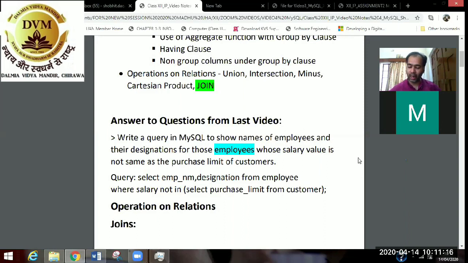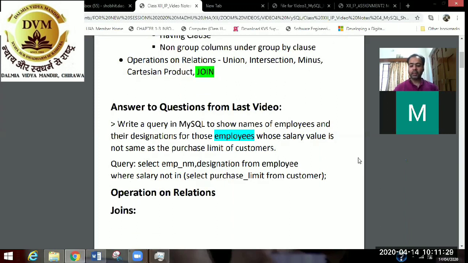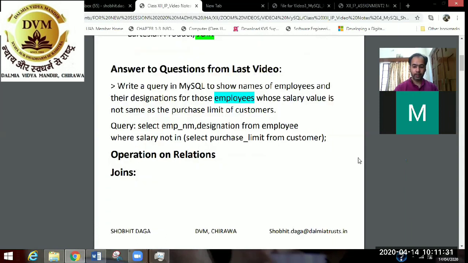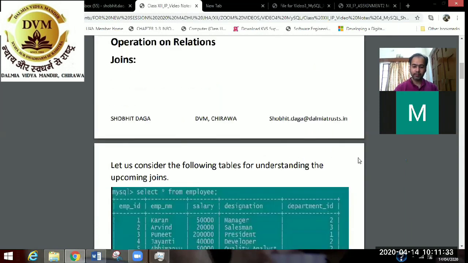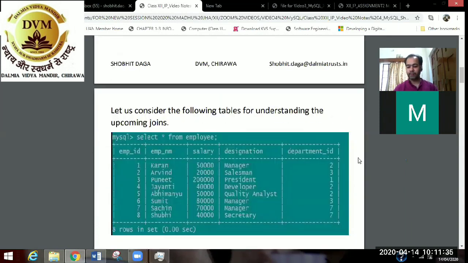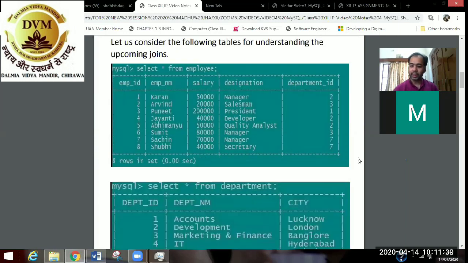You have the file with yourself, so you would have seen it, and I hope there are no doubts with this. Let us move ahead with today's topic. We'll start with joins, and for today's lecture we will take three new tables. We'll take an employee table. The degree and cardinality for this are 5 and 8 respectively.